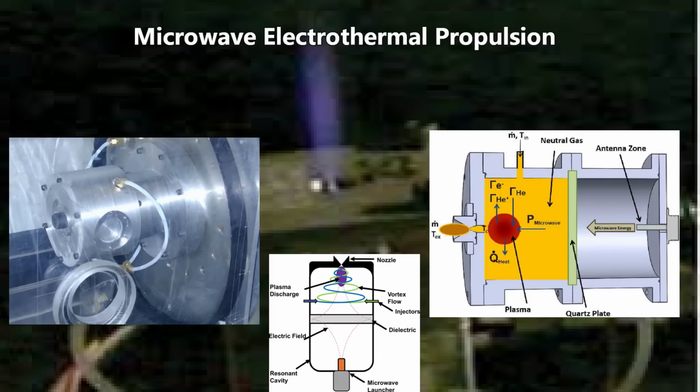The engine needs to be started at low pressure, which means low mass propellant flow, to create plasma, but once the plasma has formed, mass propellant flow can be increased to high pressure, increasing thrust.